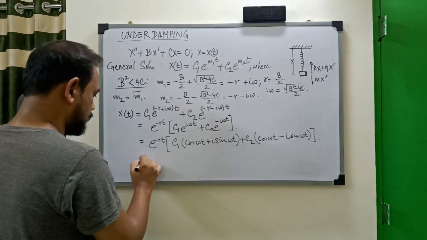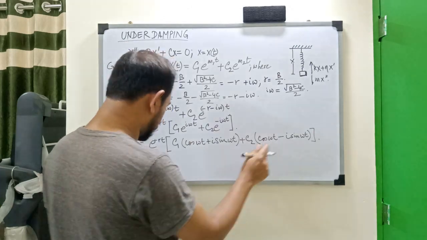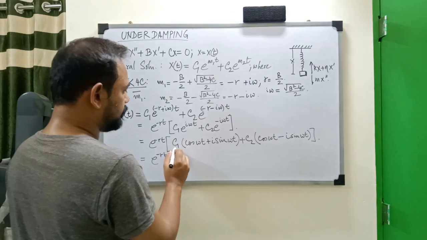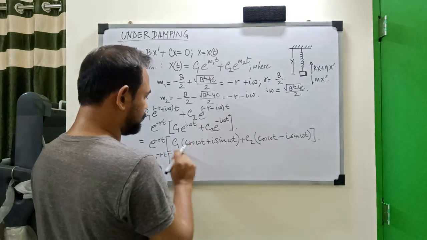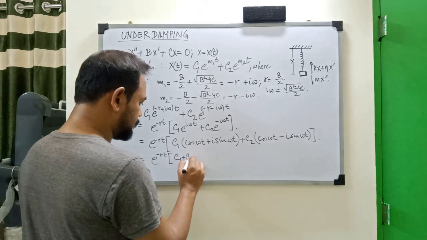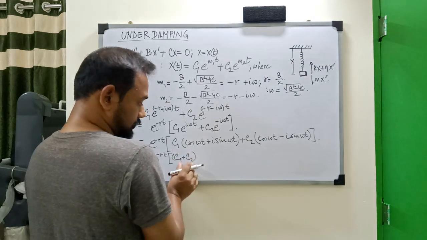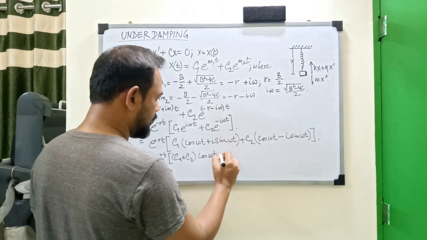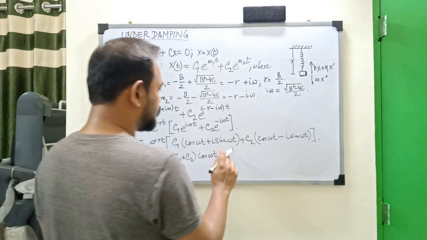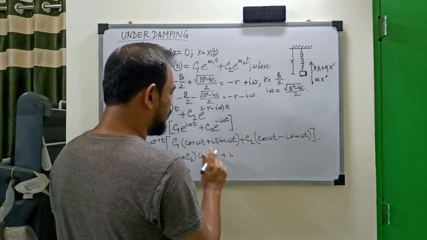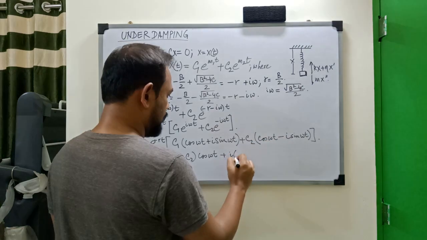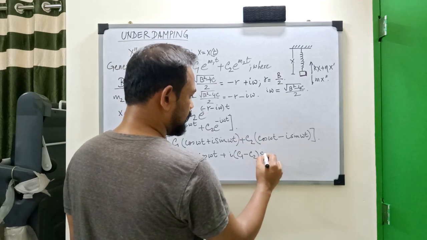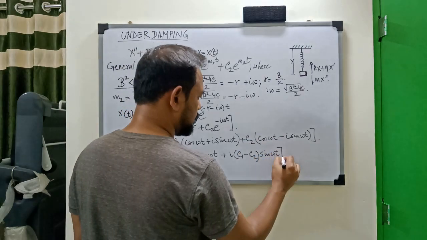Can I group the cosine terms and the sine terms? So I have e to the power minus r t. If I group them, for the cosine omega t term, I will have C1 plus C2. So C1 plus C2 will be a constant, because it's an addition of two constants. So that goes with cosine omega t. And what goes with sine omega t? An i for both of them, and then C1 minus C2 for this minus sign. And then that goes with sine omega t.